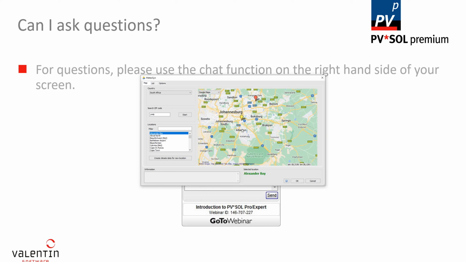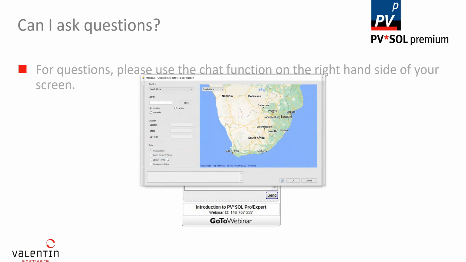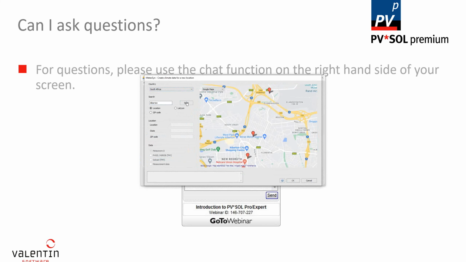We would like to create a new one. Therefore, we have to click the button on the lower left-hand side. Then a new window will open, and it looks pretty similar to the one before. We can select the country, then we can search for the location, for latitude, longitude, and the zip code again. So now we use the search for location name.